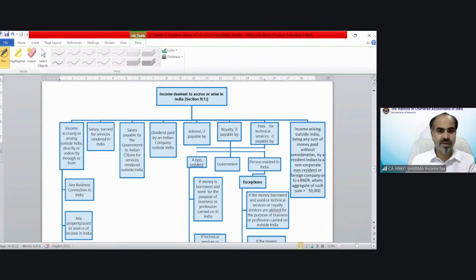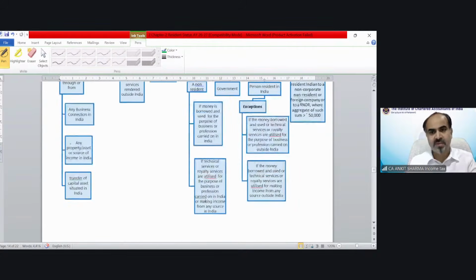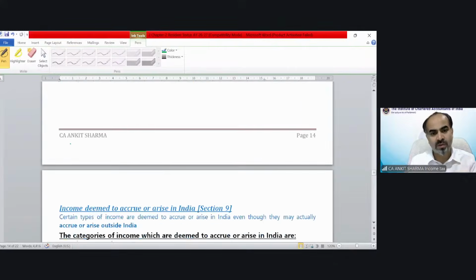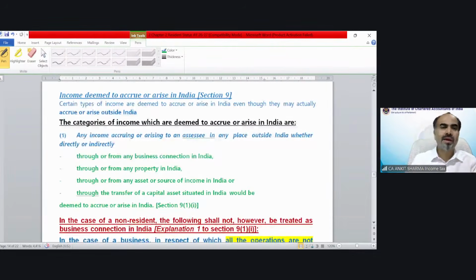This is the last thing which we are going to discuss in this chapter, that is, what is the meaning of income deemed to accrue or arise in India. So this is the diagram which has been beautifully drafted in your study material, and we are going to discuss each point of this diagram one by one. Income deemed to accrue or arise in India, section 9.